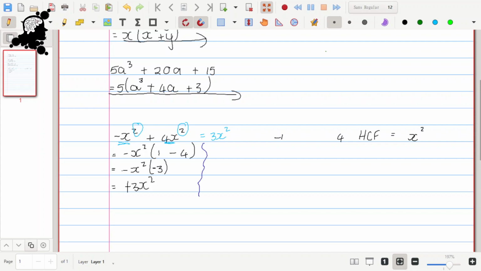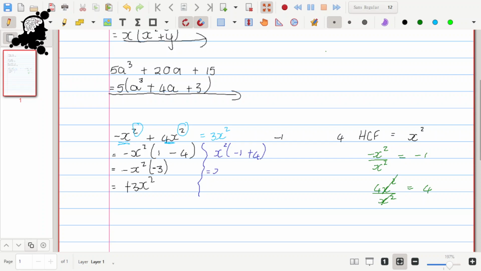So right next to this, I'm going to put my highest common factor of x squared. Then I'm going to say the first term divided by my highest common factor will give me negative 1. So let me go and put negative 1 right there. Next step is, let's take the second term divided by our highest common factor. X squared and x squared cancels, we remain with 4. So let's come back here and let's put plus 4.